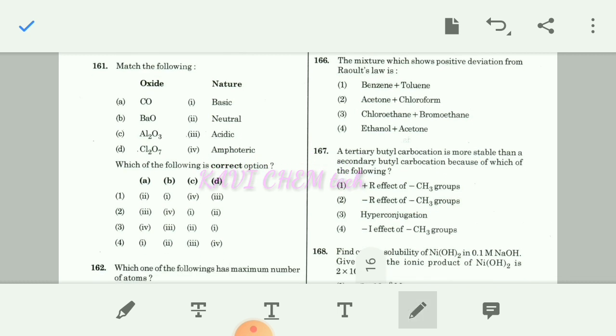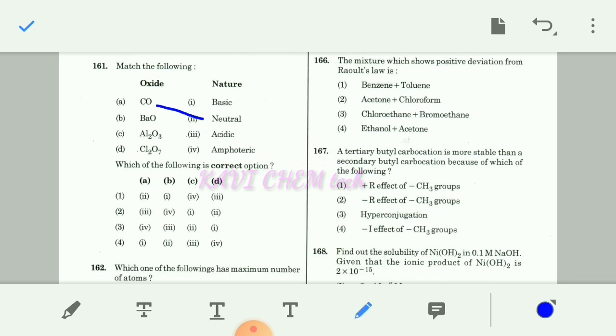CO, carbon monoxide. As you all know, CO is a neutral oxide. BaO will give barium peroxide, it's a basic oxide. Aluminum oxide is amphoteric. Chlorine oxide is acidic. So according to that, keep everything in mind. A is 2, B is 1, C is 4. So I think option A, 1 is the correct answer.